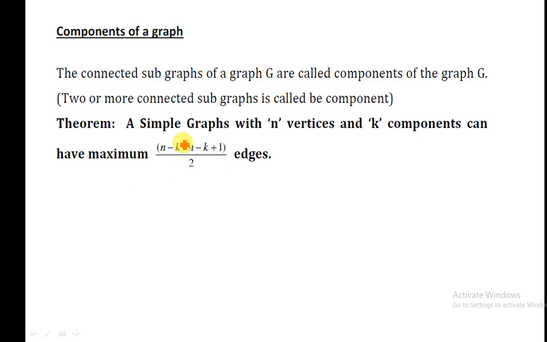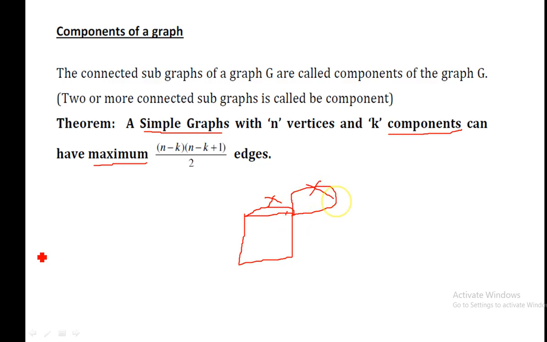Okay, so before going to the problem, we should know what is a simple graph, what are components, and what is the maximum number of edges. If you know all these three definitions, we can easily understand the concept of this theorem, right? So first of all, what is meant by a simple graph? If I want to draw a graph, in that graph no parallel edges are allowed, and also no loops are allowed. So it is called a simple graph.